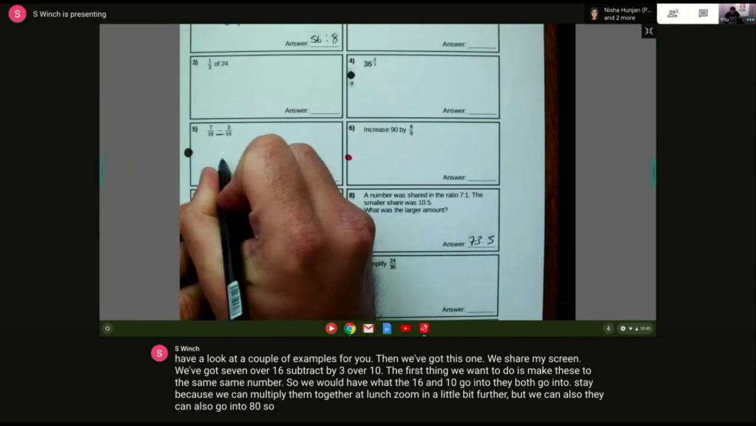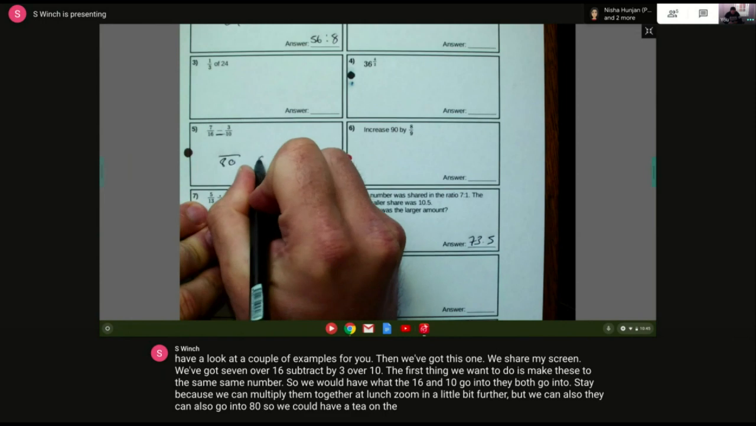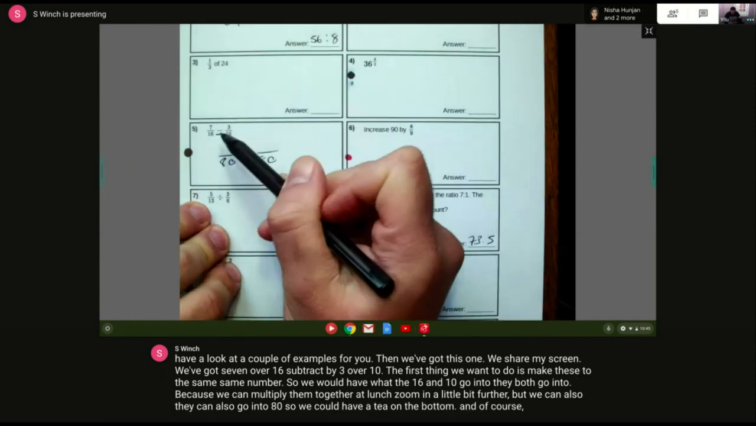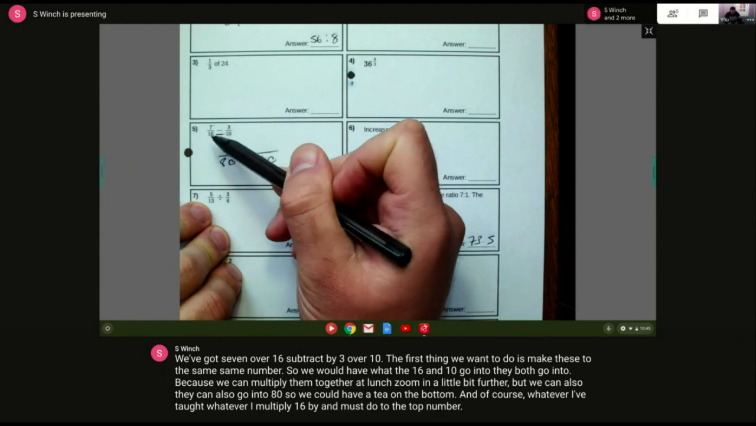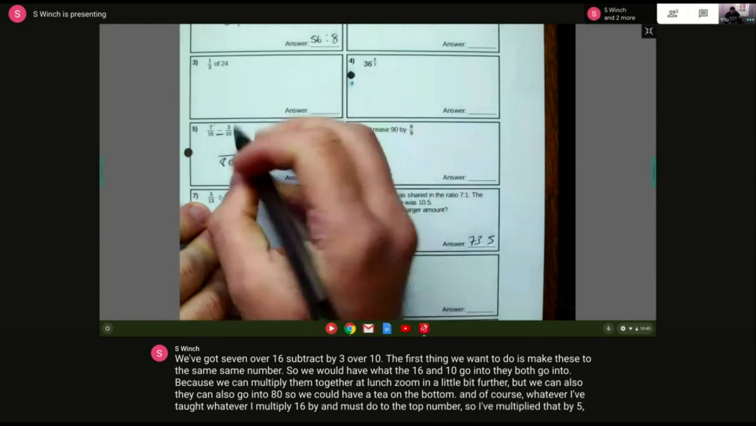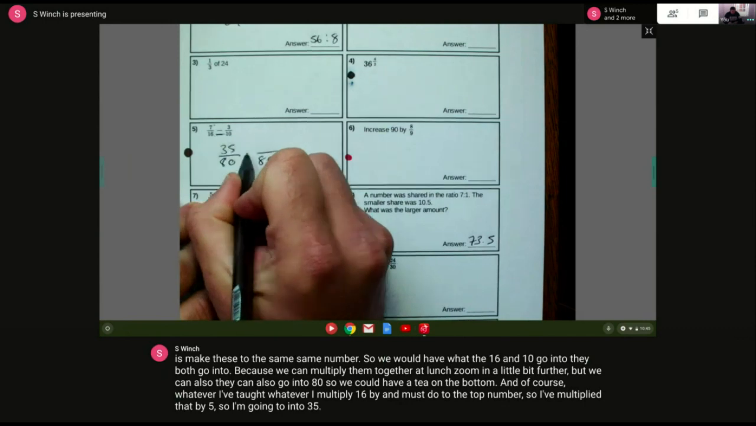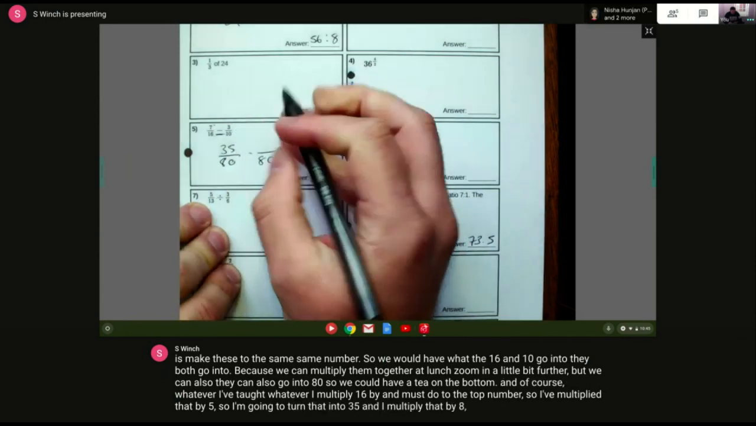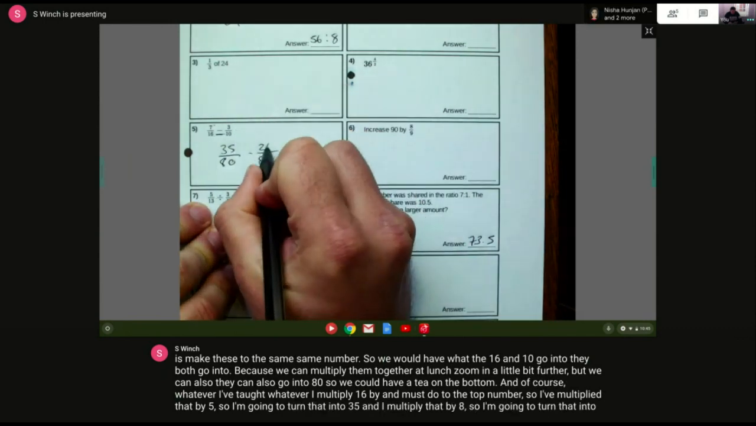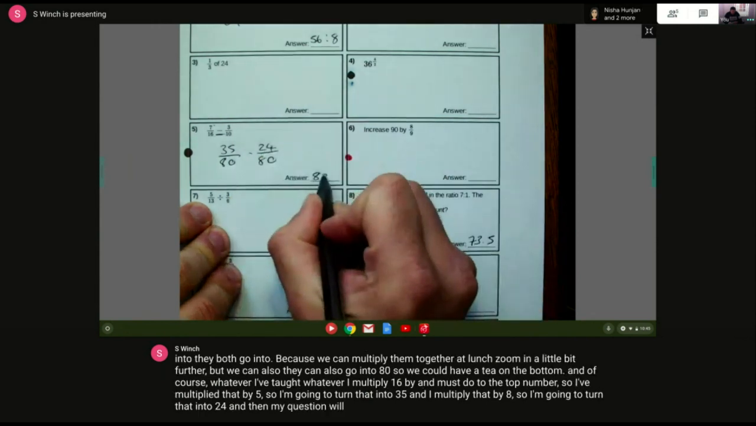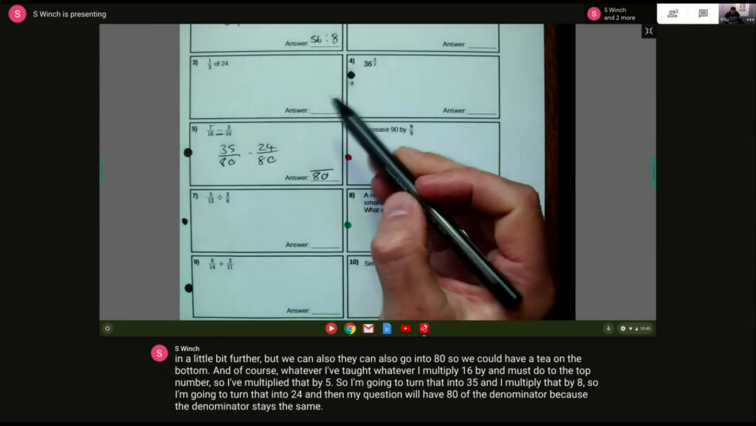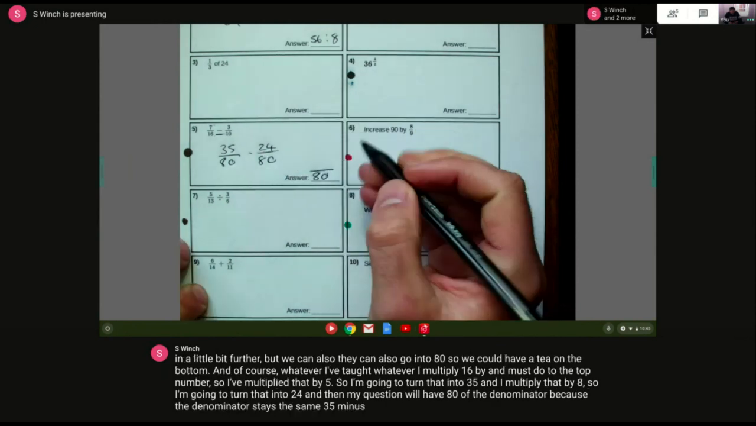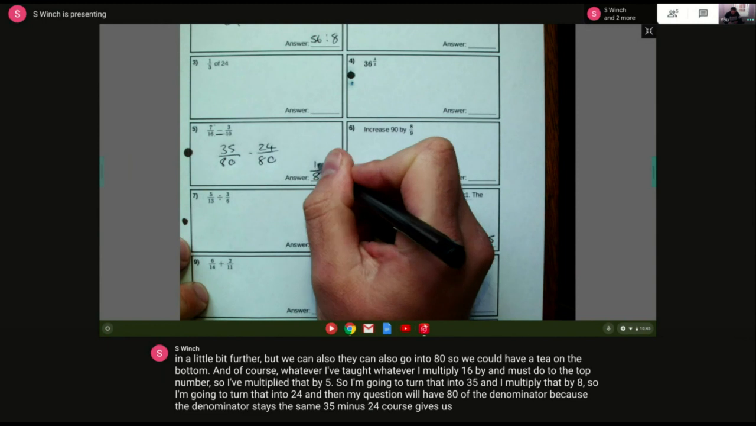So we could have 80 on the bottom. And of course, whatever I've multiplied 16 by, I must do to the top number. So I've multiplied that by 5, so I'm going to turn that into 25. I've multiplied that by 8, so I'm going to turn that into 24. And then my answer will have 80 as the denominator, because the denominator now stays the same. 35 minus 24, of course, gives us 11.